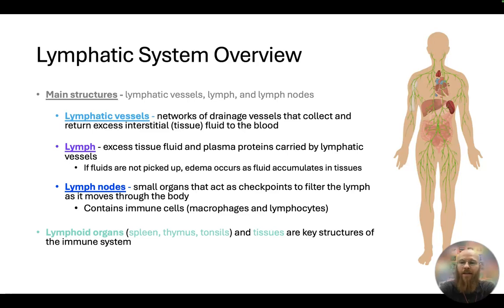And then we're going to finish by looking specifically at some other lymphoid organs. Those include your spleen, your thymus, tonsils, as well as some others. And we also have some tissues that are key structures that also help with immune function as well. So it's kind of like breaking down the two sides of the lymphatic system, the side that specifically assists the cardiovascular system and the side that specifically assists with the immune system.